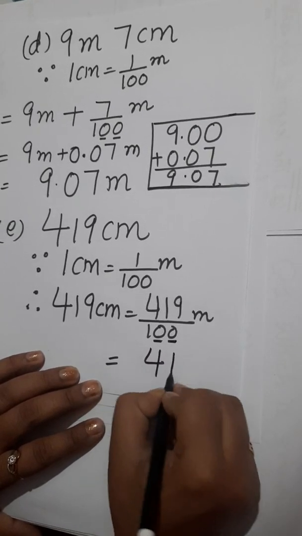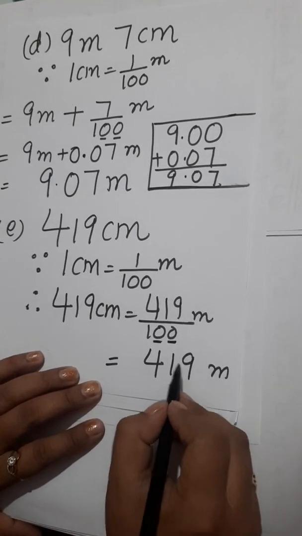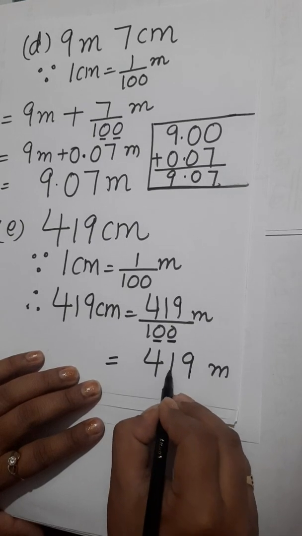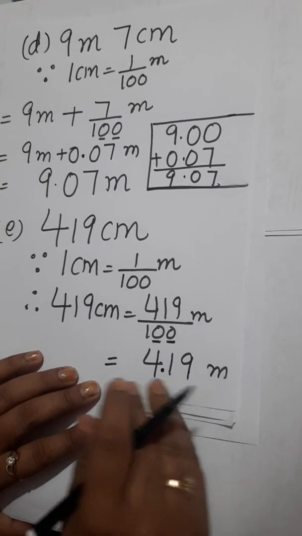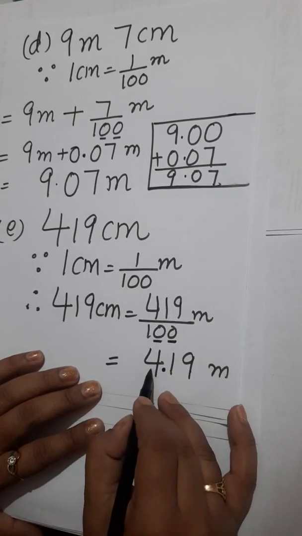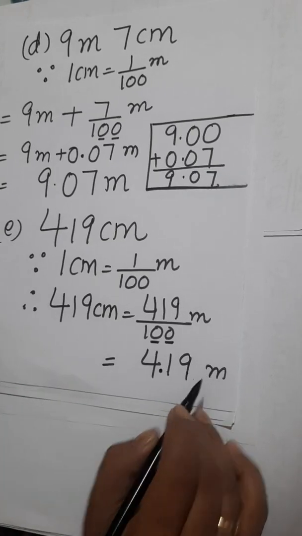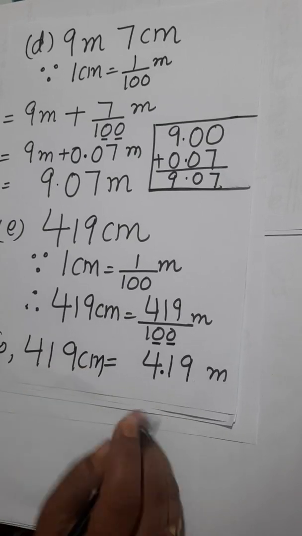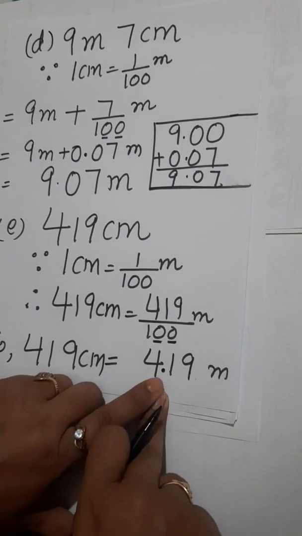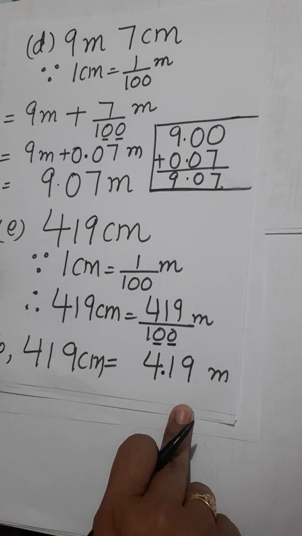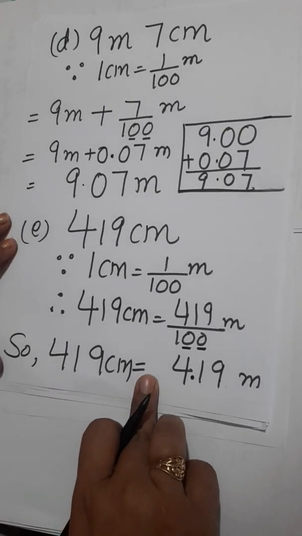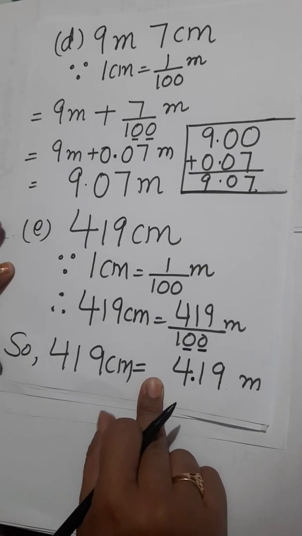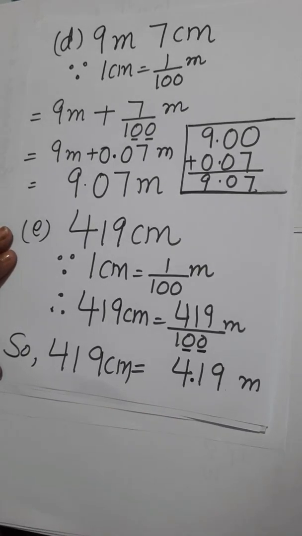As we know, write the numerator first, then after 2 digits from the right, put the decimal. In this case, we will write 4.19 meters. So 419 centimeters is equal to 4.19 meters. So this is our E part. This is all about question number 2.